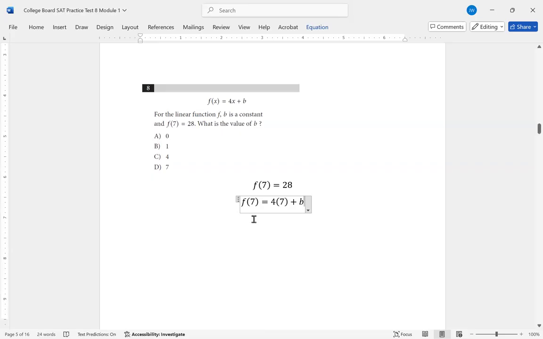And now since my output I know is 28, I can say, well, f of 7 can be replaced with a 28. So I get this equation, 28 is equal to 4 times 7 plus b. That means 28 is equal to 28 plus b, which means b has to be 0 when I subtract 28 from both sides. So b is 0, and that option is option A. So option A is the correct option, or the answer to question number 8.